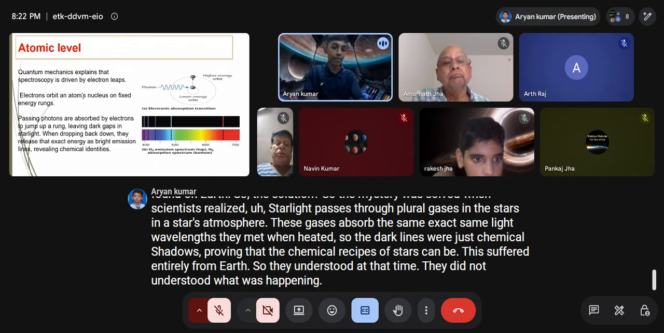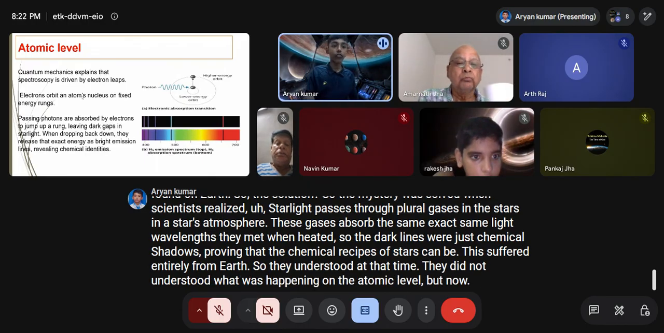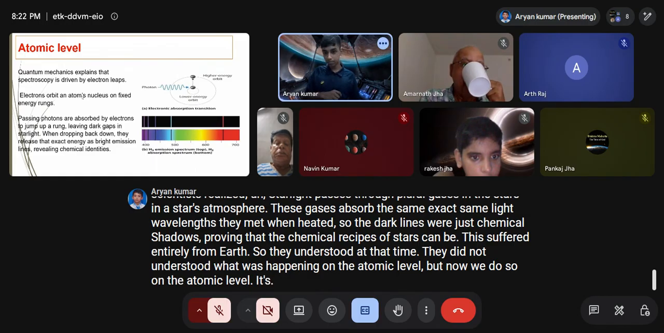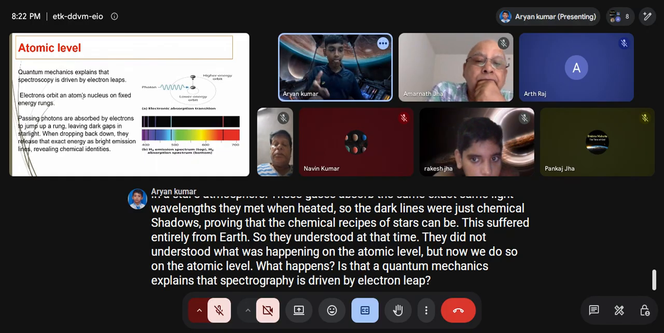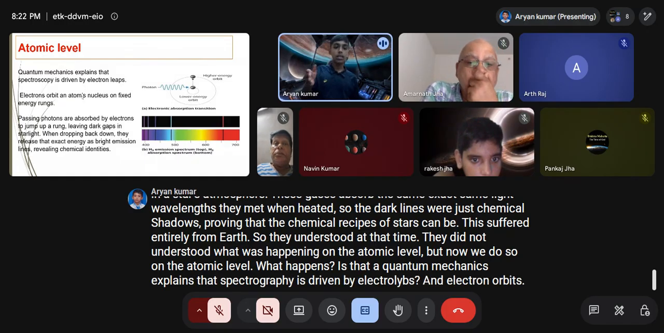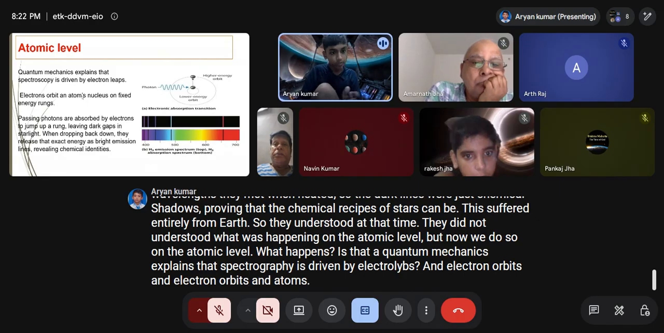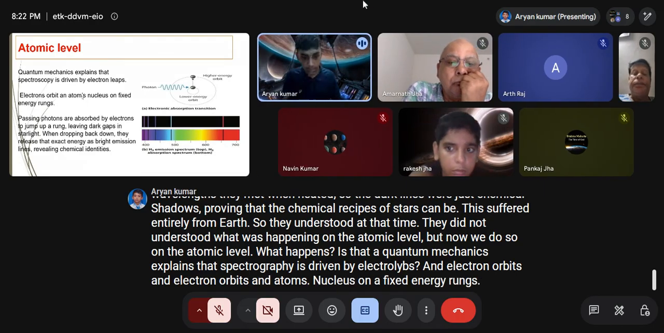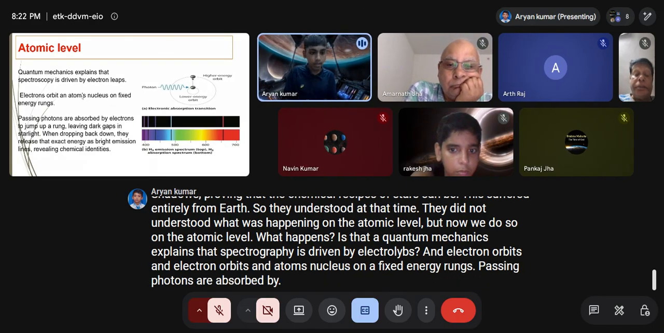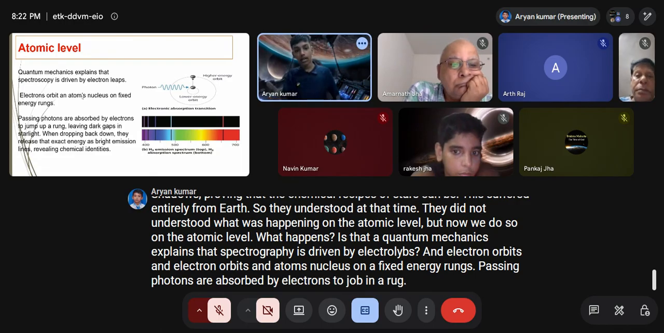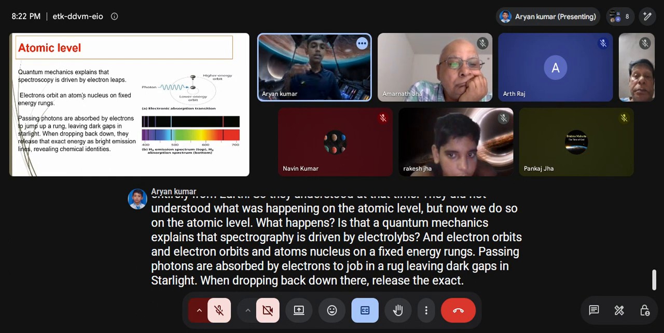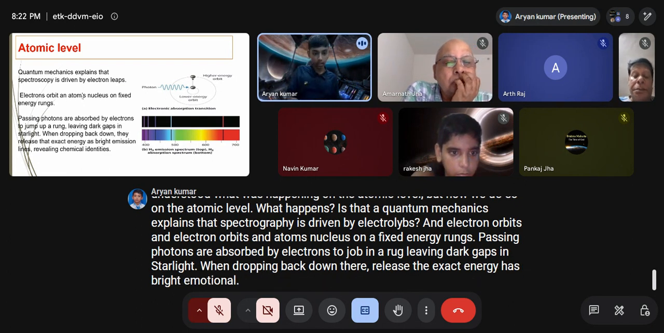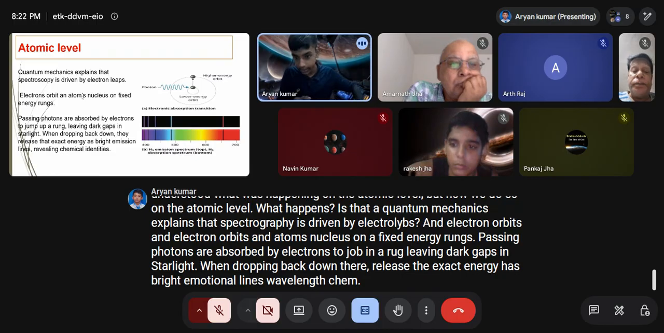So they understood that at that time. They did not understand what was happening on the atomic level, but now we do. On the atomic level, quantum mechanics explains that spectrography is driven by electron leaps between electron orbits around an atom's nucleus on fixed energy rungs. Passing photons are absorbed by electrons, which jump up a rung, leaving dark gaps in starlight. When dropping back down, they release the exact energy as bright emission lines, revealing chemical identities.